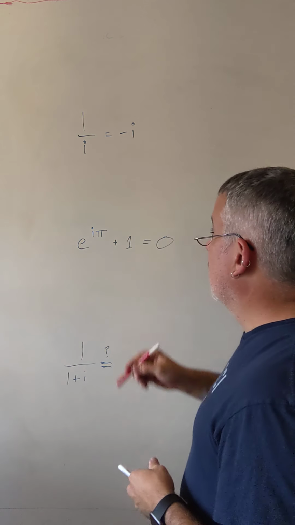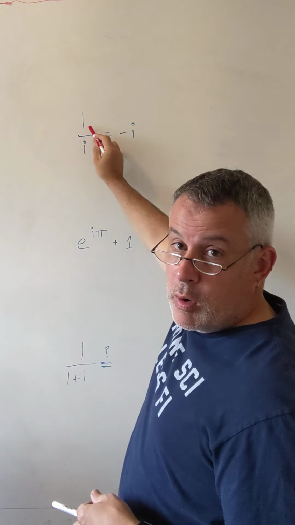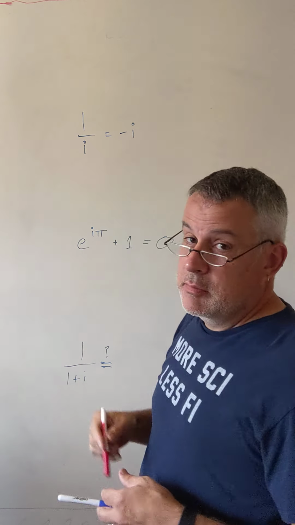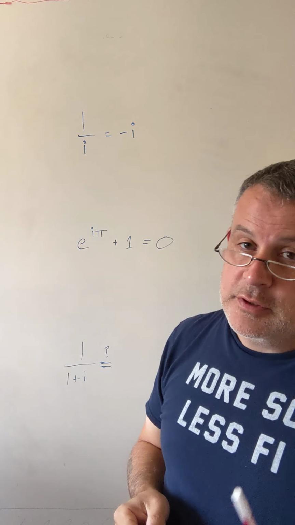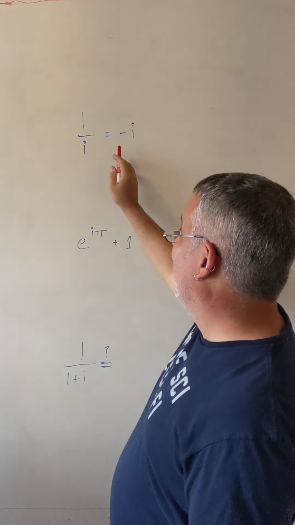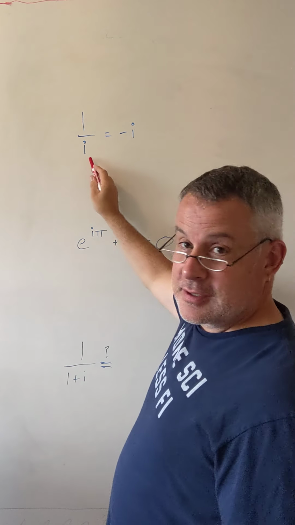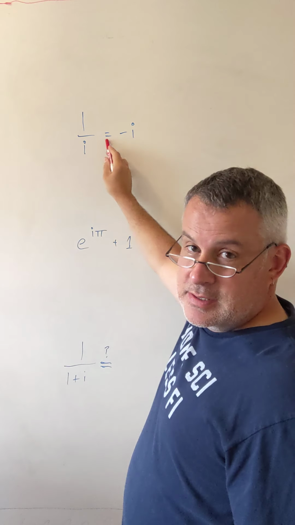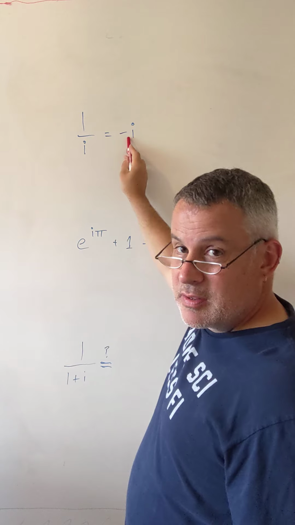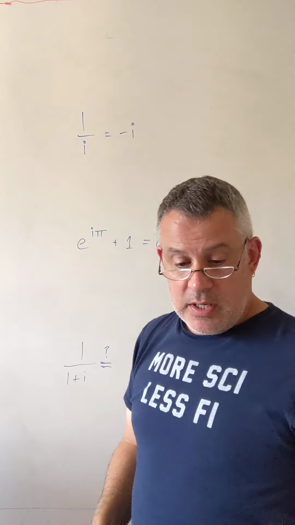Okay, cool. Here's a funny one. 1 over i equals minus i. That makes virtually no sense. It looks like division by i is the same as multiplying by minus i. That's one of the funny things about i. So how are some of the ways we could prove that?